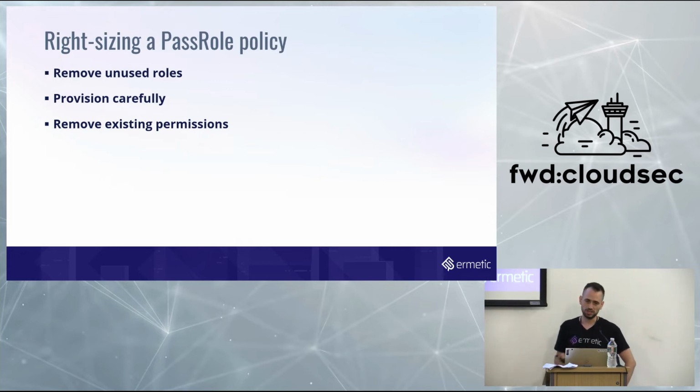and then you know you should add AppRunner to whatever it is you were using. Now some practical tips on how to right-size PassRole policies, because up until here this was my whimsical journey through PassRole, but all you really need from it is the gist at the end. Good pun. Unintentional. Good job, GitHub. So how to right size. The three things you want to do, and don't worry because they unfold into more detailed slides, is remove unused roles, provision carefully, and remove existing permissions.